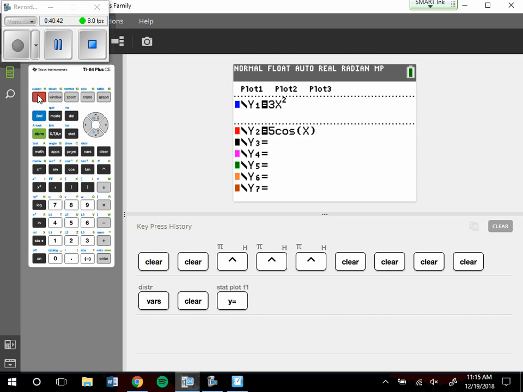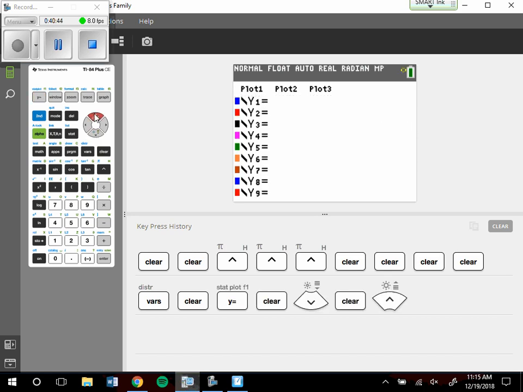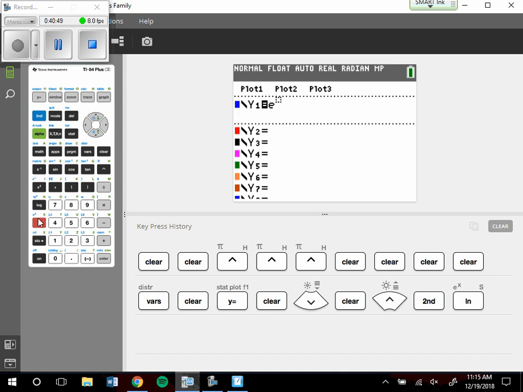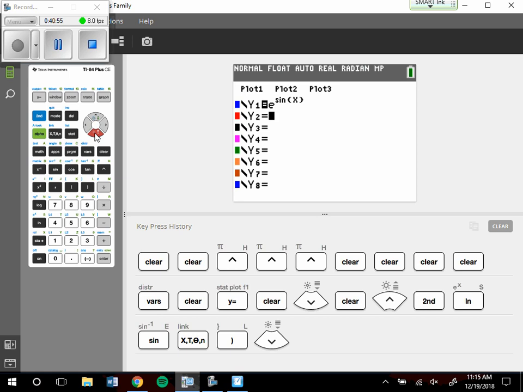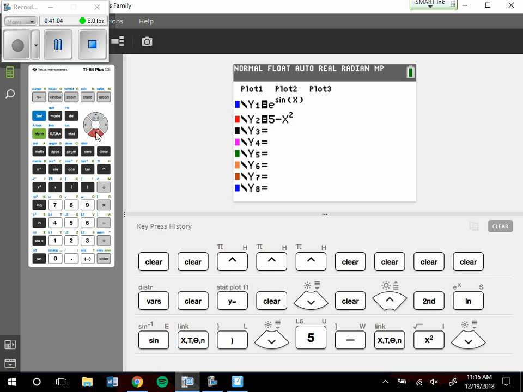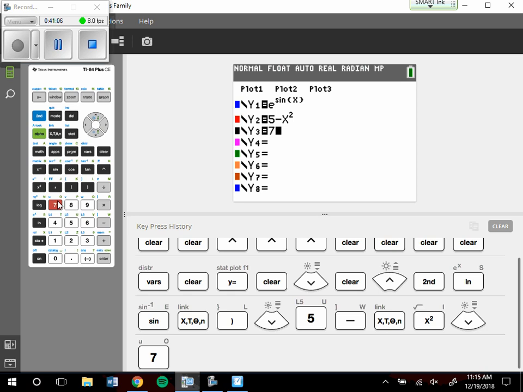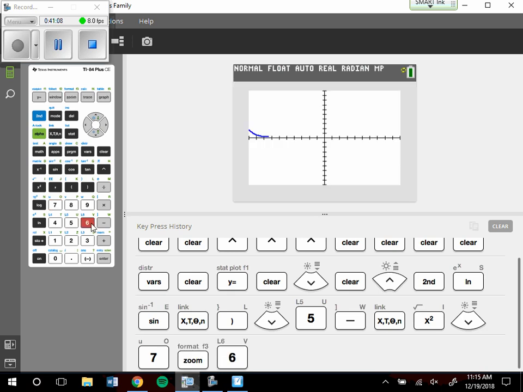Okay, so we're gonna graph e to the sine x, and five minus x squared. And I'm going to graph what we're rotating around, y equals 7. I'm going to zoom 6 and see if it's what I want to see. Yeah, that's a decent graph of what I want to see.